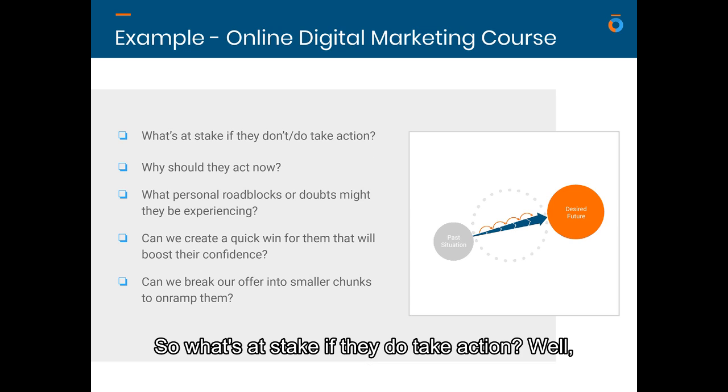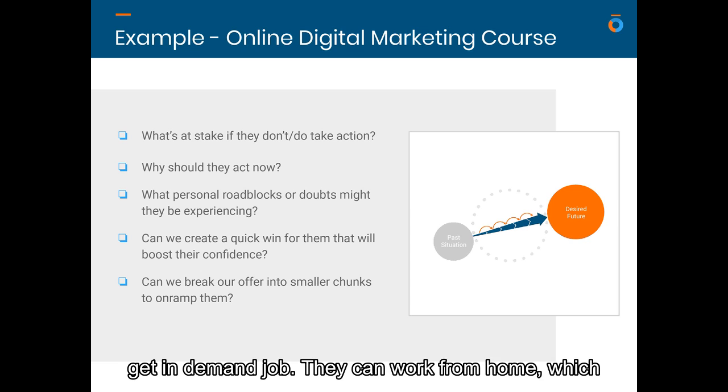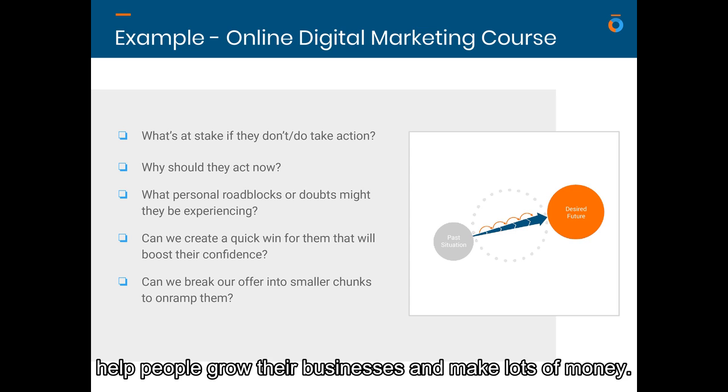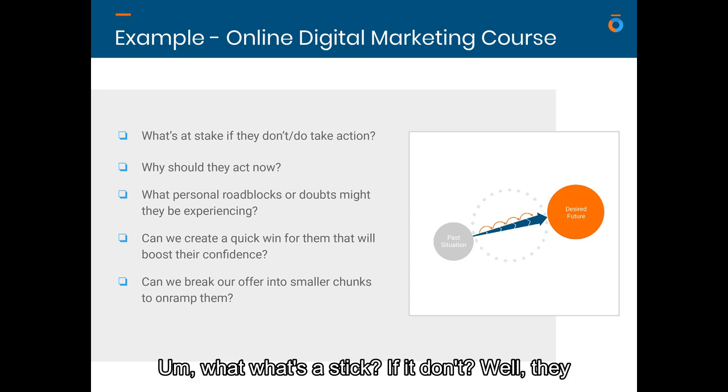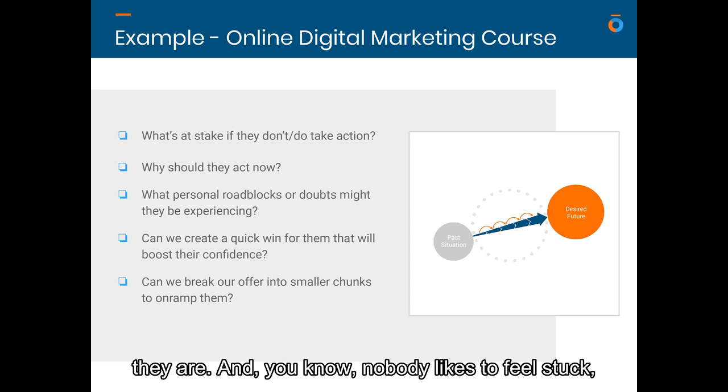So what's at stake if they do take action? Well, they can learn digital marketing. They can get an in-demand job. They can work from home, which would be really valuable right now, obviously. They can help people grow their businesses and make lots of money. What's at stake if they don't? Well, they might fall behind. They could stay exactly where they are, and nobody likes to feel stuck.